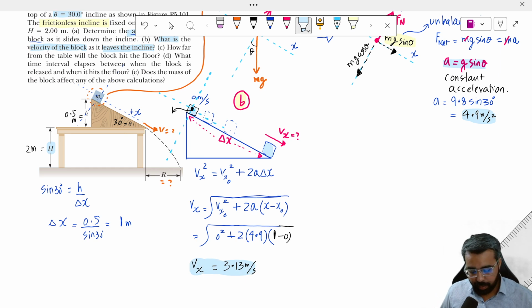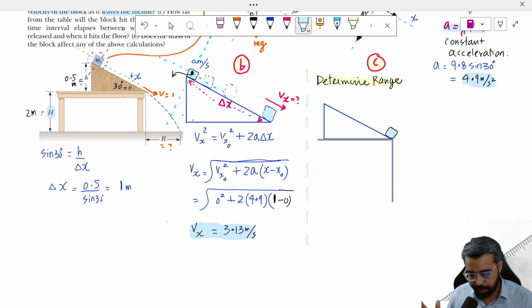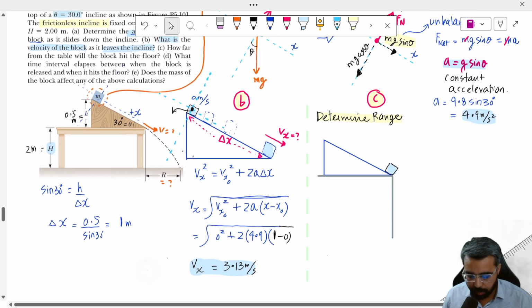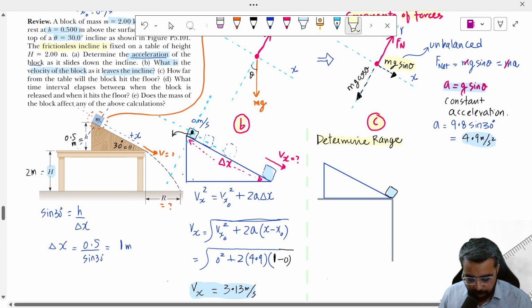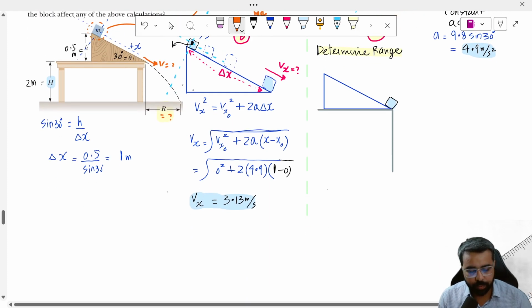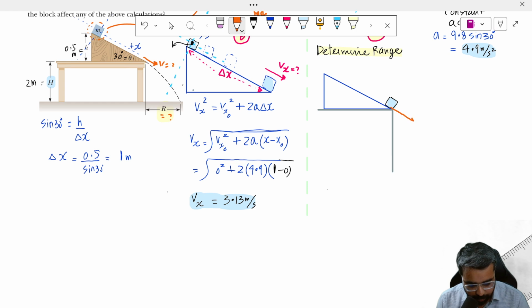All right. Okay, students, now our next question is about how far from the table it will fall. It means that you have to find this range, the horizontal distance covered. Okay, I'll show you in the diagram what they are basically asking. So we know that at this point we have just calculated its velocity, which is 3.13 meters per second. That is its instantaneous velocity.